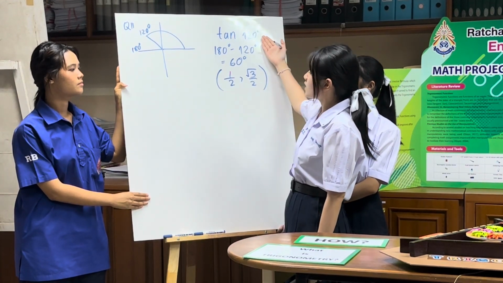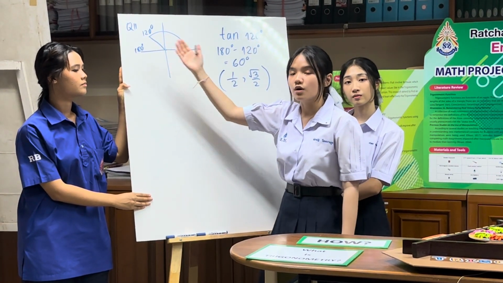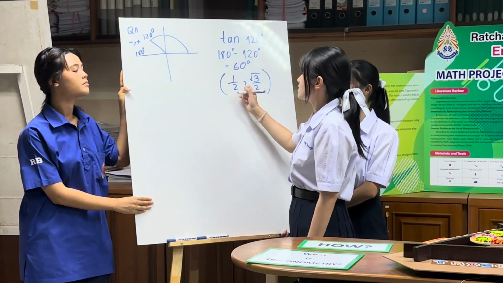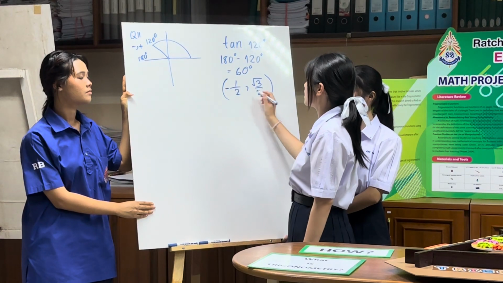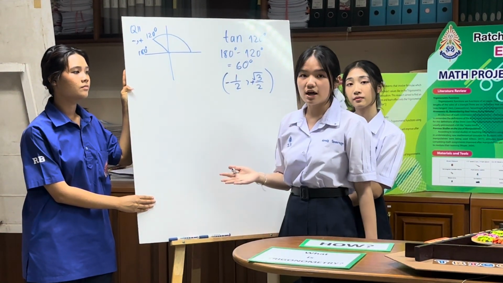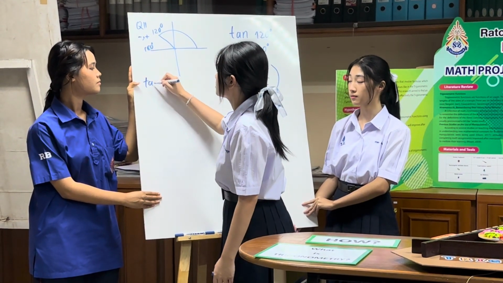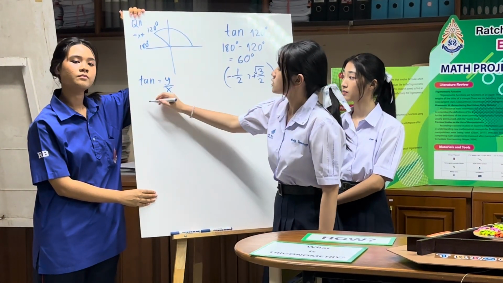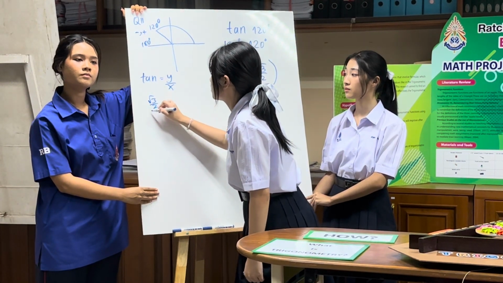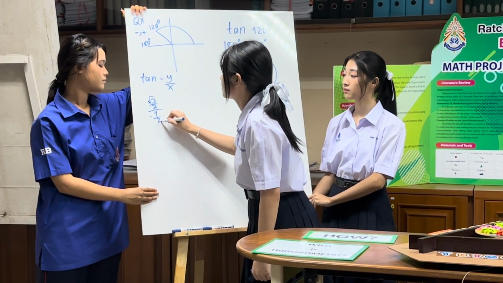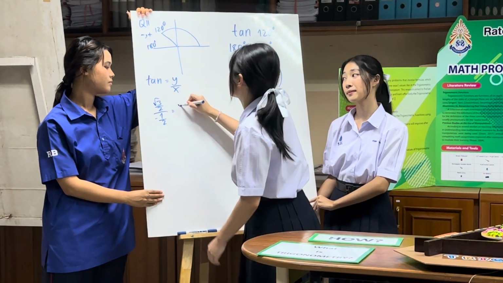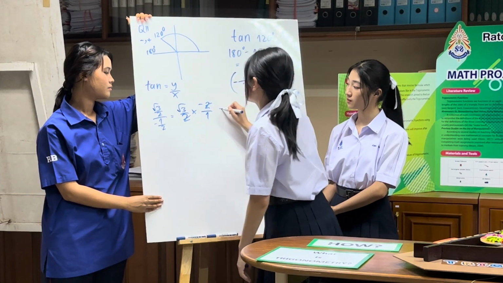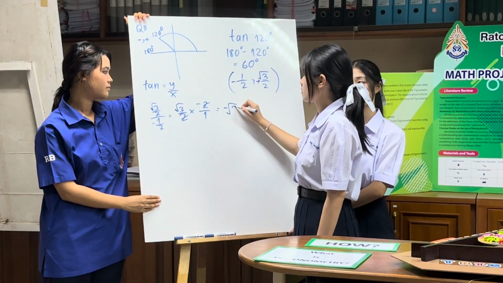Next, 120 degrees is in quadrant 2. So, the signs will be negative and positive. Negative is the x coordinate and the y coordinate will be positive. The formula for tan is y/x. You use square root of 3/2 divided by negative 1/2. Then you cross multiply it. So the answer will be negative square root of 3.